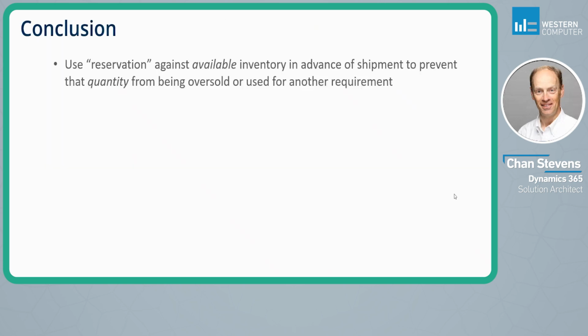So, in conclusion, let's wrap up what we've covered. The term reservation, and the transaction in Dynamics, reserves or claims available inventory in advance of shipment or production order or whatever, to prevent that quantity from being oversold or consumed for some other requirement. It doesn't reduce inventory. It simply puts a claim against the use of it for any other purpose until that reservation is met through a pick or ship, or relaxed, or canceled.